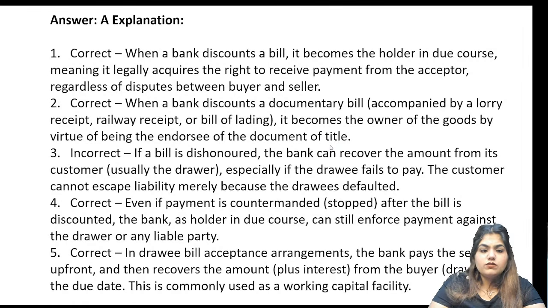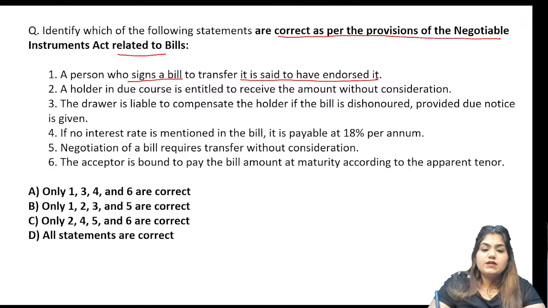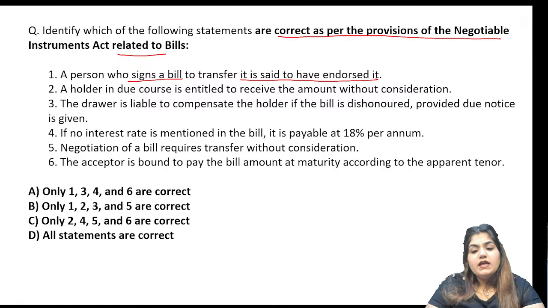Okay, next question. Identify which of the following statements are correct as per the provisions of the NI Act related to bills. A person who signs a bill to transfer it is said to have endorsed it. Endorsement is signing a bill for transferring. This is given under section 15.